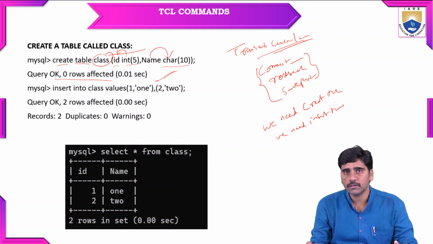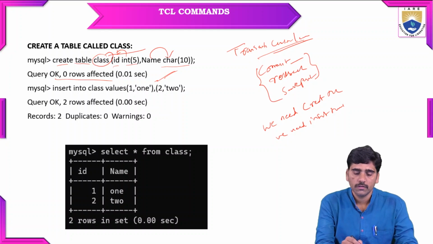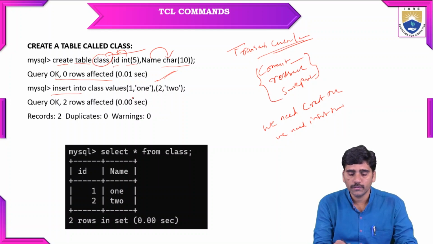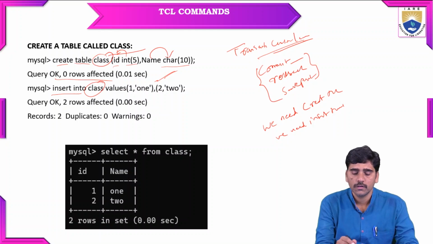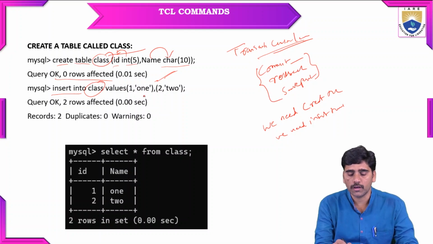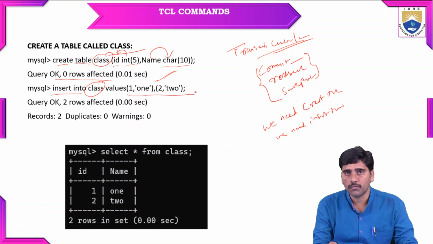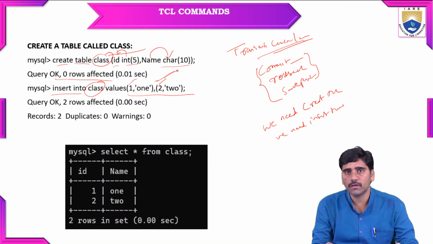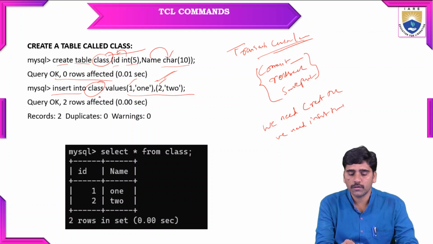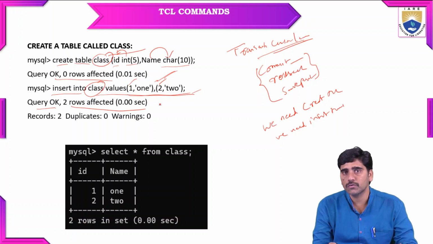After creating the table we need to insert the values. So insert into table name. How are you going to insert the values? Insert into class values of 1 comma 1, 2 comma 2. That indicates I am going to insert the values 1 and 2. After executing this query, it displays Query OK, 2 rows affected. That means the two values are inserted.